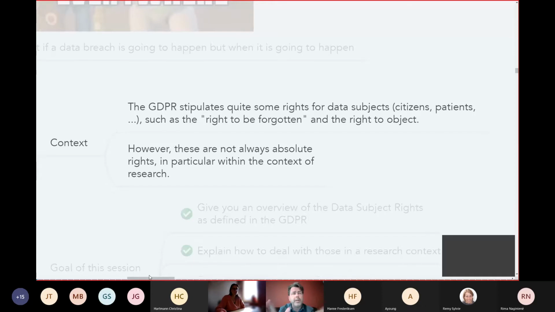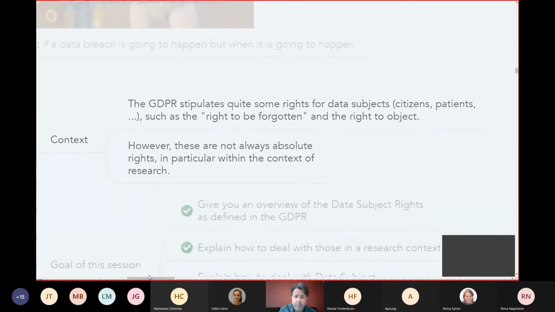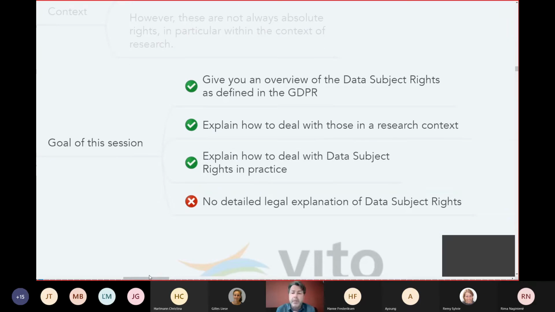Maybe important to know already, and it's something that I will dig into during the presentation, is that most of the data subject rights are not absolute rights, and there is quite some misunderstanding among people who have read a little bit about the GDPR but are not GDPR experts. Then you will see that there are quite some misunderstandings, and I hope to be able to clarify a number of those misunderstandings here.